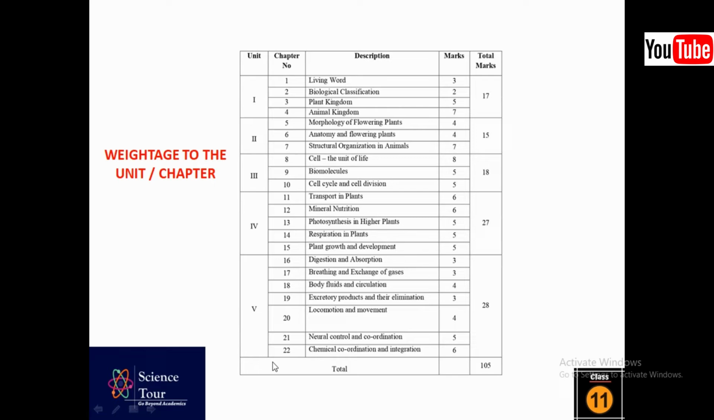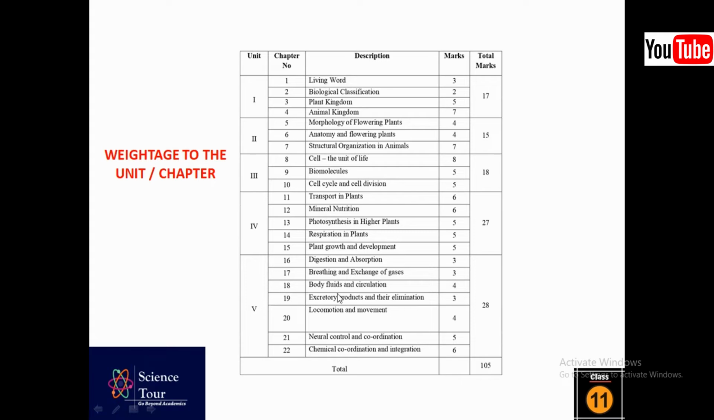Then the last unit, unit 5, is about human physiology. Very, very important, highest weightage among all the units, total 28 marks. The first chapter number 16, is digestion and absorption. Only having 3 marks. One question of 3 marks is expected. Chapter number 17, breathing and exchange of gases. Here also one question of 3 marks expected.